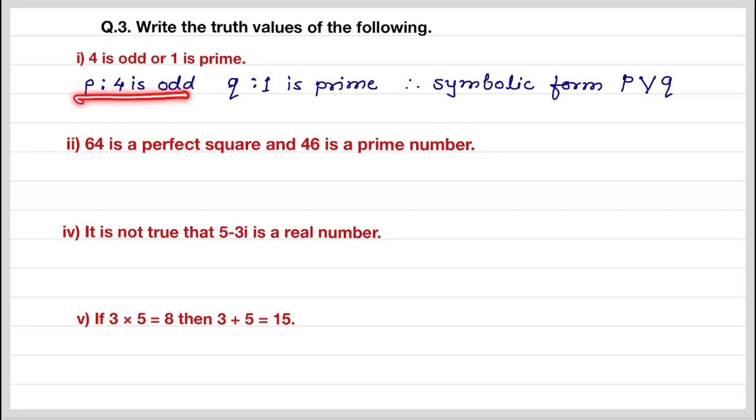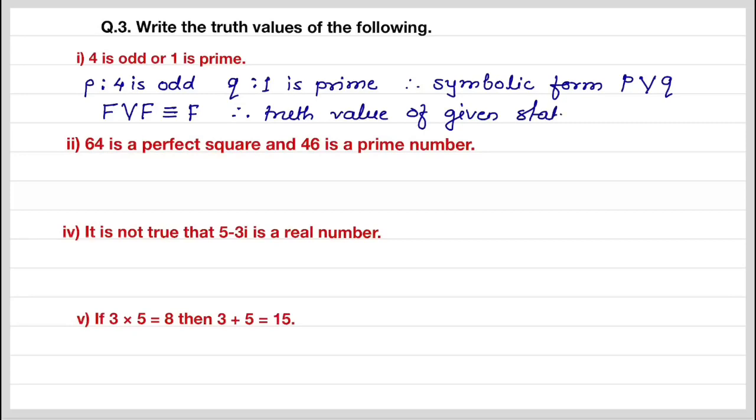Whether statement P is true, 4 is odd? No. That means P is false statement. In same way, Q is also false statement. F or F, it is equivalent to F. Therefore, truth value of given statement is F.